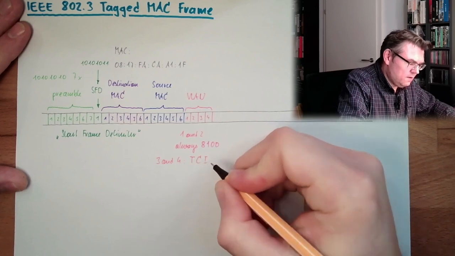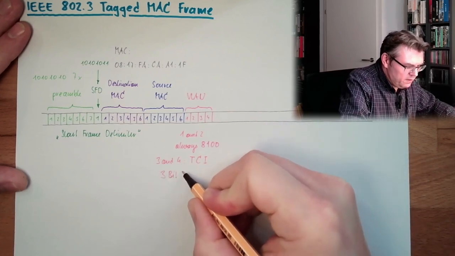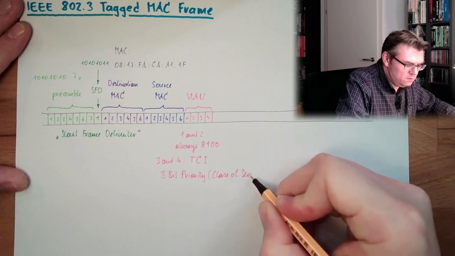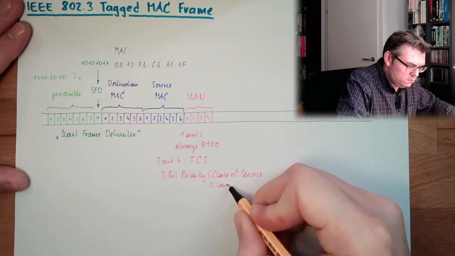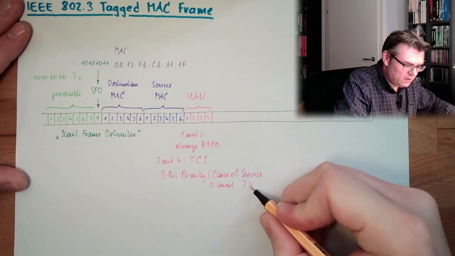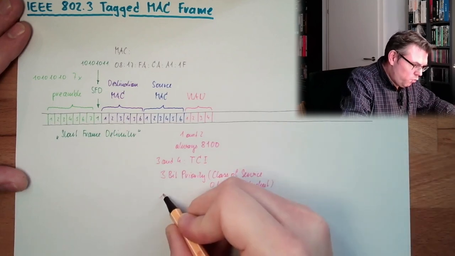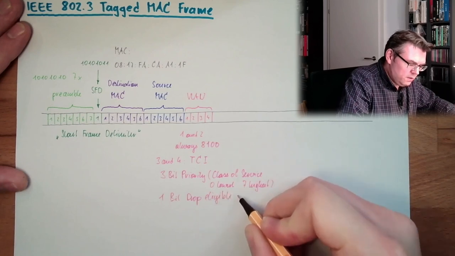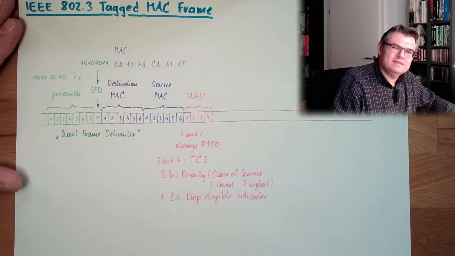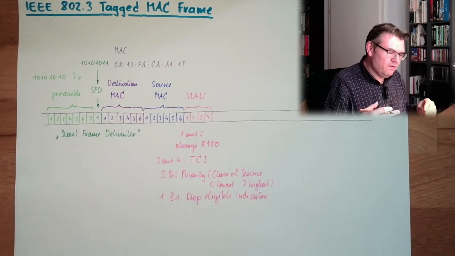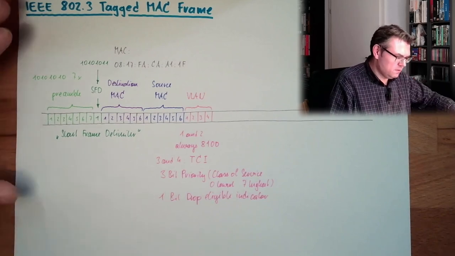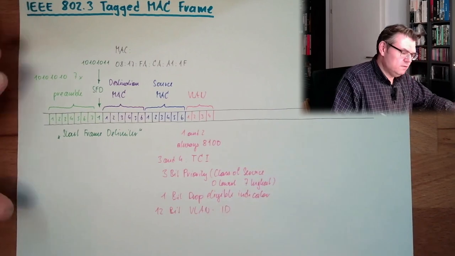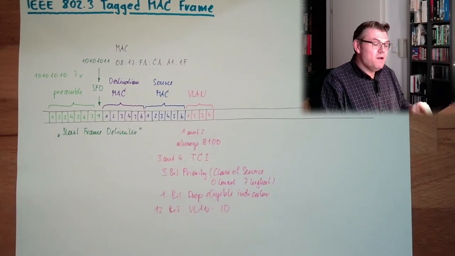Bytes 3 and 4 are called TCI. We have in here 3 bits of priority, called class of service. 0 is the lowest, and with the 3 bits I can go up to 7, the highest priority. Then we have 1 bit, the drop eligible indicator. This indicates, if there is a congestion somewhere, that the frame might be dropped. And then we have a 12-bit virtual LAN identifier. This is what is inside there.